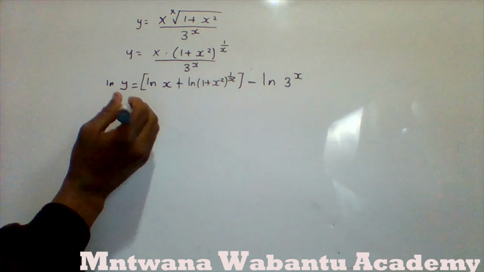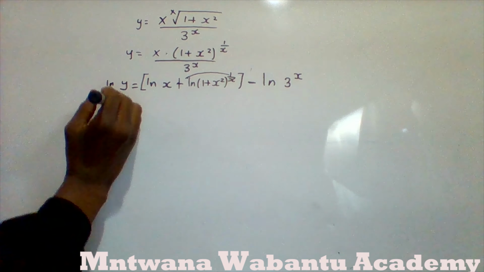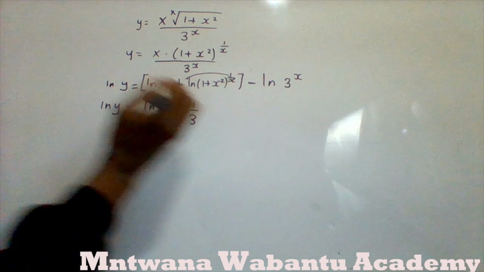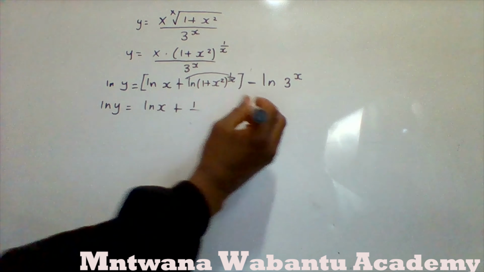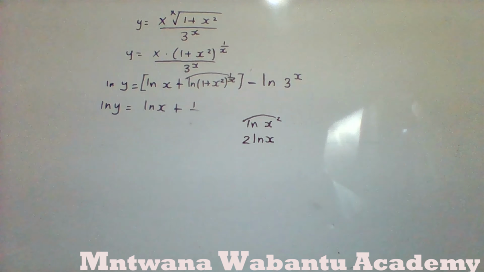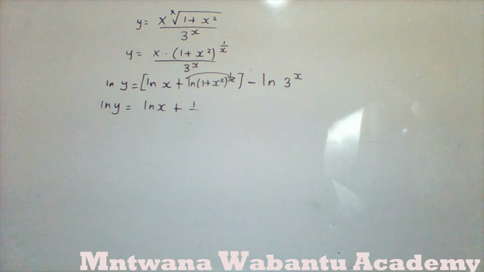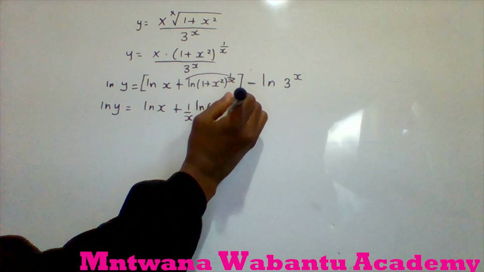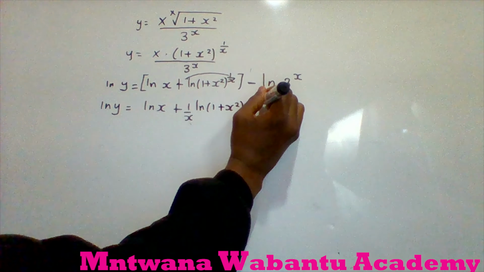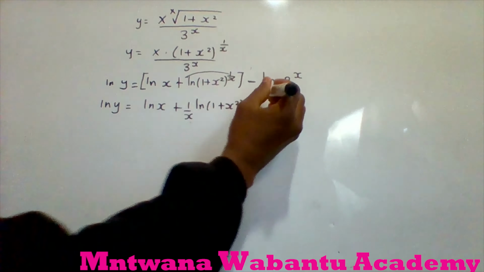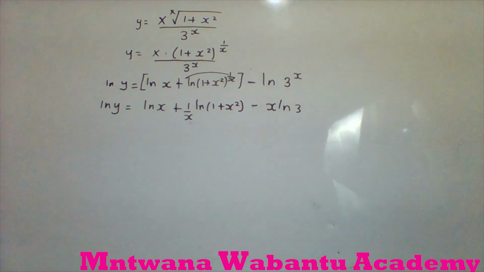I can take this power to the front. So this is going to be ln of y equals ln of x plus 1 over x. Whenever you have ln of something, let's say ln of x to the power 2, you can take the number before the ln, so 2 ln of x. So for this case I'm going to say 1 over x ln of 1 plus x squared, and then x at the front of ln of 3, minus x ln of 3. Now we can start to differentiate, because this is much easier.